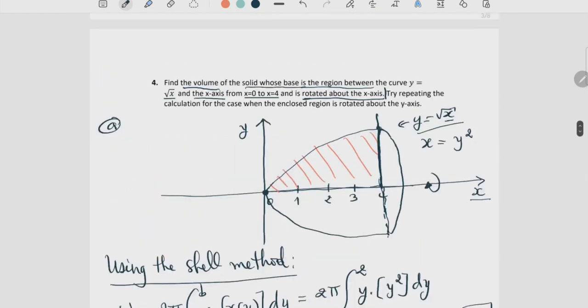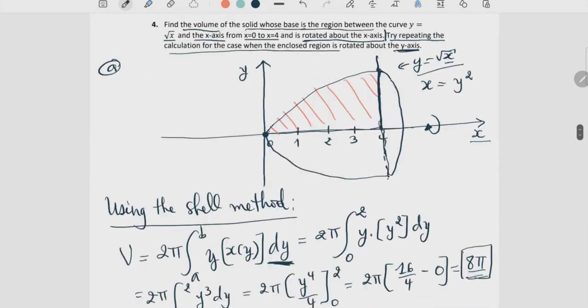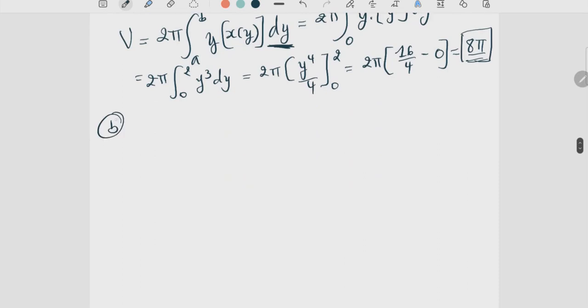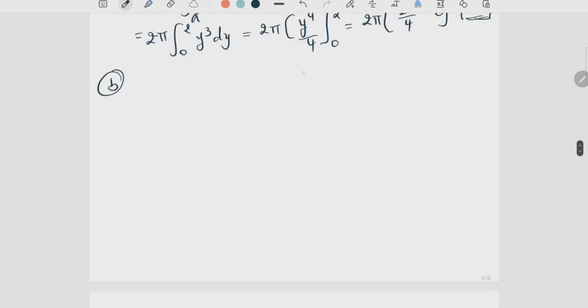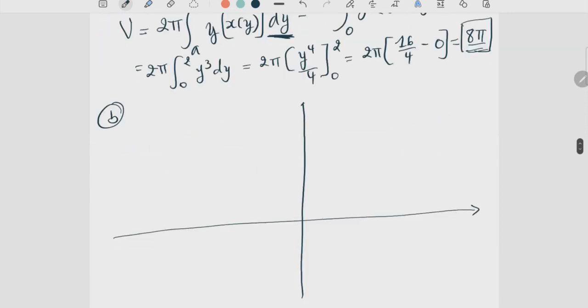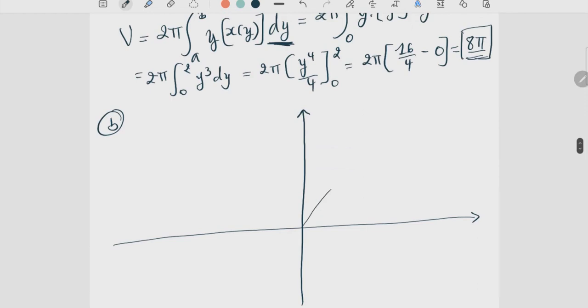But now the question is also asking us to try repeating this calculation for the case when the enclosed region, which is the same region, is now rotated about the y-axis. So let's try to represent that graphically. If you try to represent this graphically, we have the same region.